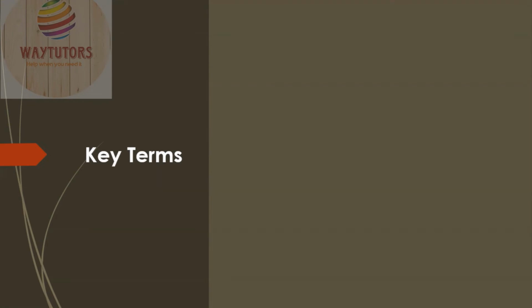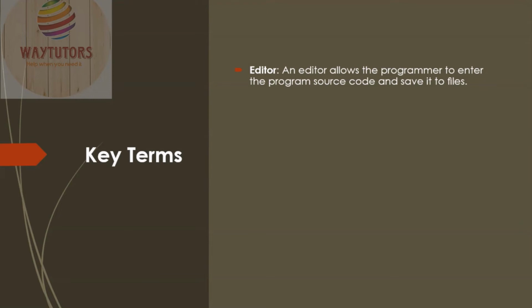There are a couple of key terms that we are going to look at. Number one is the editor. An editor allows the computer programmer to enter the program source code and save it to files. This is very important. And in our next video, we will go ahead and download a Python editor that we will be using throughout the course.